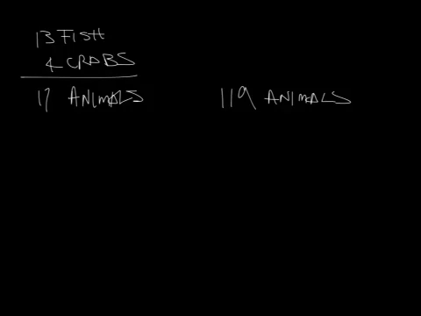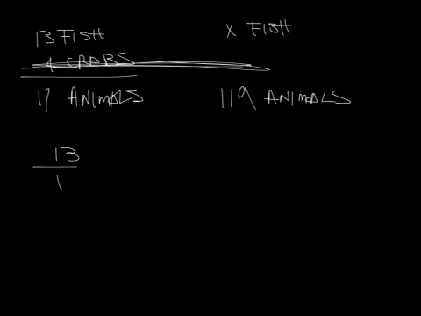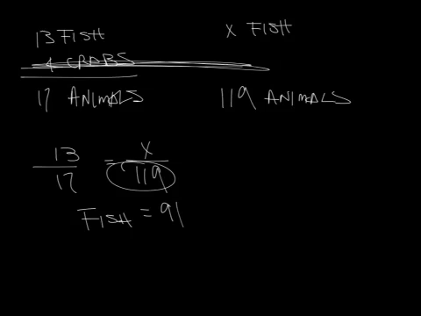How many were fish? So that's all we care about, is how many were fish. We don't care about the crabs. The crabs can go away. So we have our ratio, 13 to 17 equals x to 119. You do your cross multiplication and you find out that, as far as fish are concerned, you have 91. So when there's 119 total, 91 of those are going to be fish.